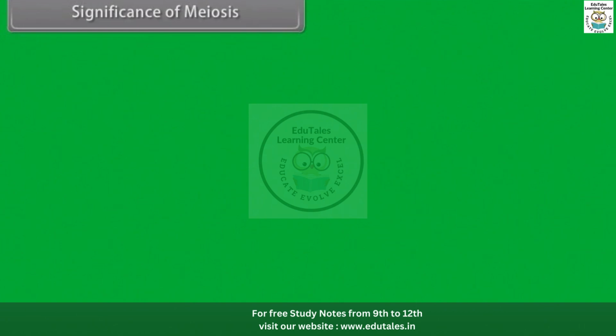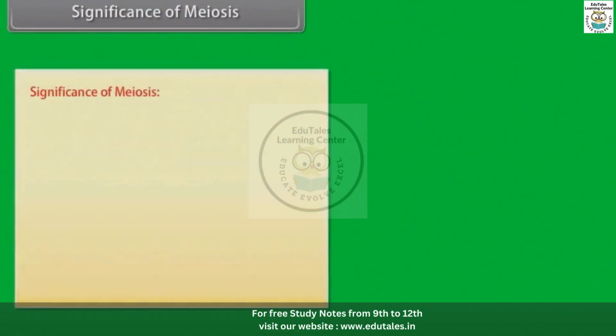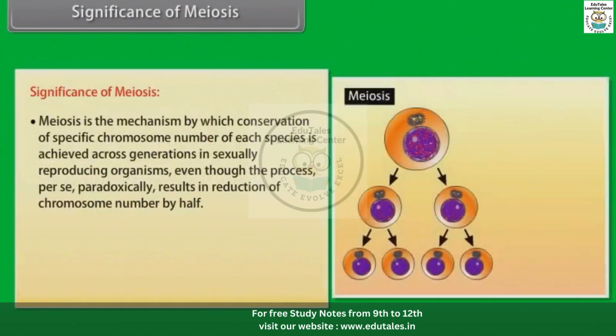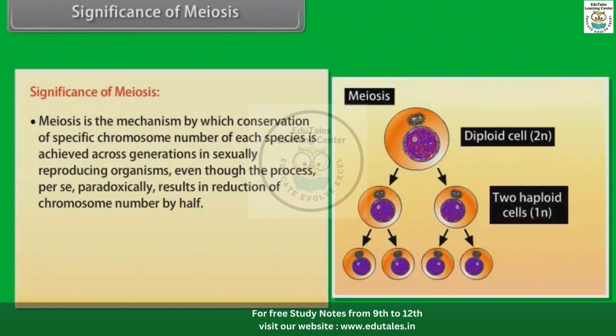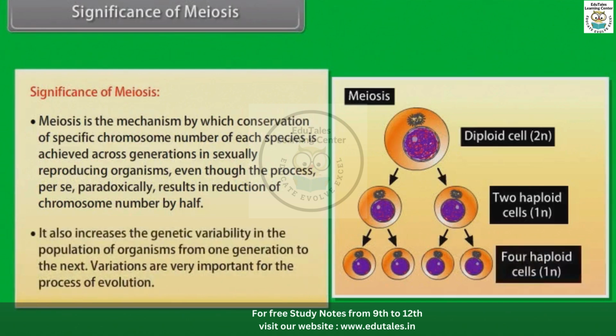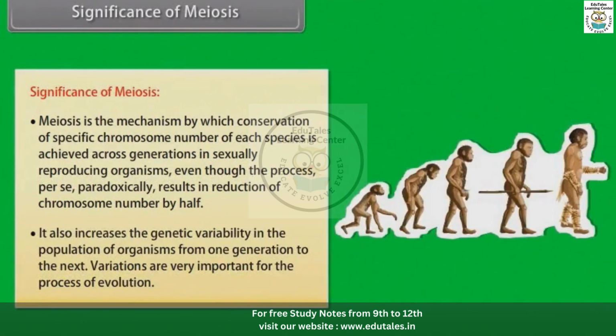Significance of meiosis. Till now we have learned the various stages of meiosis 1 and meiosis 2. Now let us know what the significance of meiosis is. Meiosis is the mechanism by which conservation of specific chromosome number of each species is achieved across generations in sexually reproducing organisms, even though the process per se paradoxically results in reduction of chromosome number by half. It also increases the genetic variability in the population of organisms from one generation to the next. Variations are very important for the process of evolution.